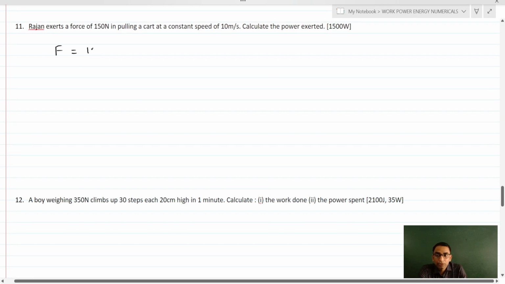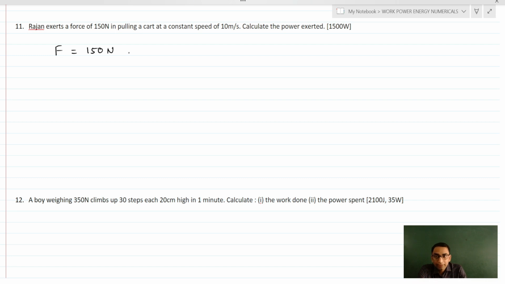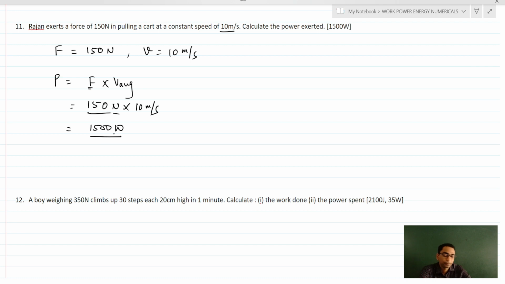The force value is given to us as 150 Newton. Again, it goes with constant speed. V is equal to 10 meter per second. So power is equal to force into V average. The applied force has to be equal to the force of friction, so we substitute the same value, 150 Newton, times the average velocity, which is again U plus V by 2. So 10 plus 10 divided by 2, again 10 meters per second. So this is equal to 150 into 10, that is 1500. Everything is in SI units, so I'll get my answer in watt.